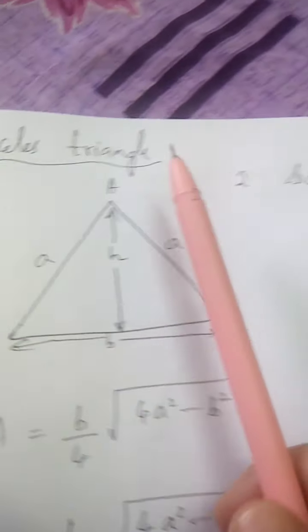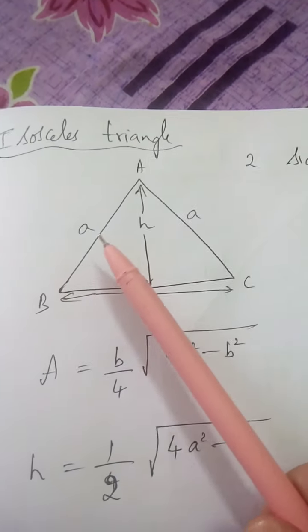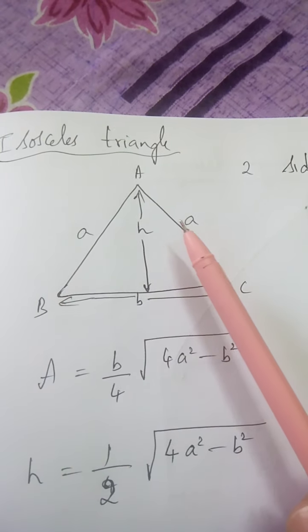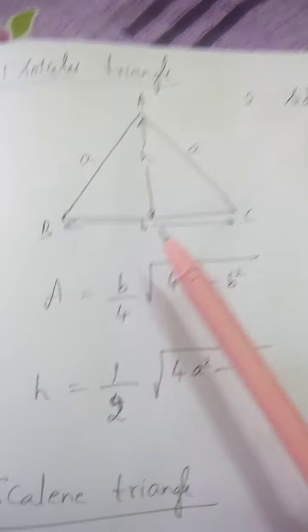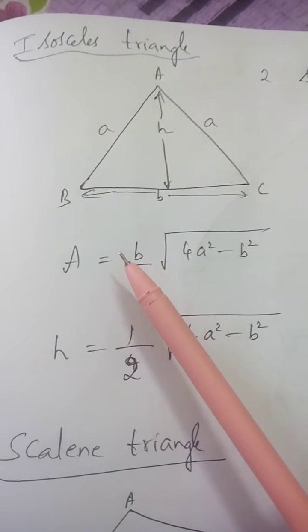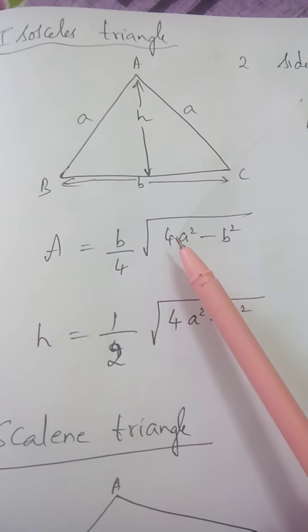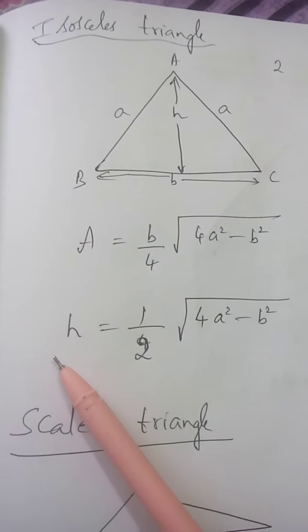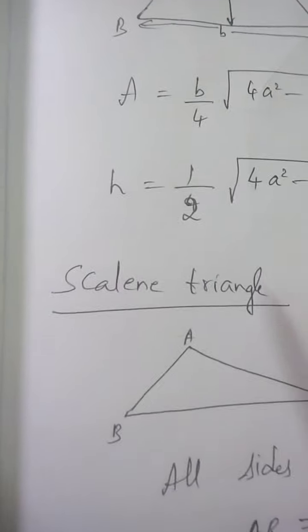Isosceles triangle. In an isosceles triangle, two sides are equal. AB is equal to AC and these two sides are denoted by small a. Suppose the base is denoted by B. Area of an isosceles triangle is B by 4 into under root 4A square minus B square. And height of an isosceles triangle is 1 by 2 into under root 4A square minus B square.